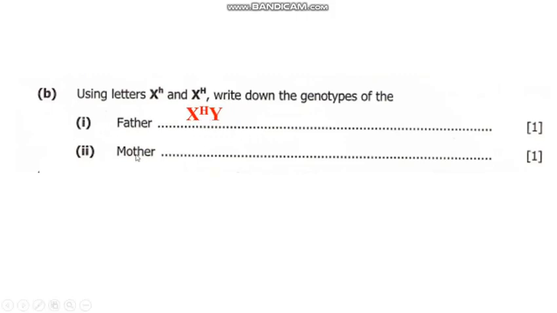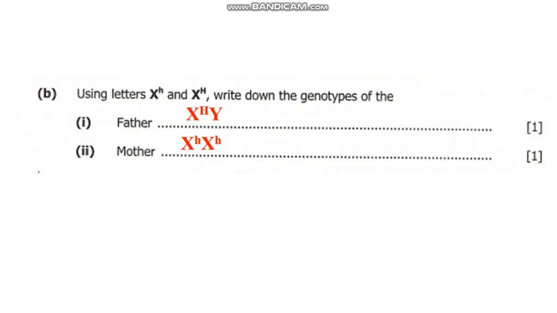So what will be the genotype of the mother? According to the statement, the mother was hemophilic, meaning that this mother was infected with hemophilia. So here the genotype of the female is X with a small letter h, another X with a small letter h. So this will be the genotype of the mother. We have answered our question B.